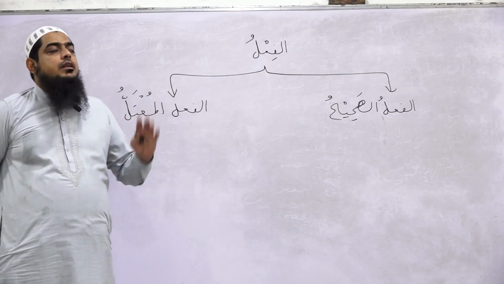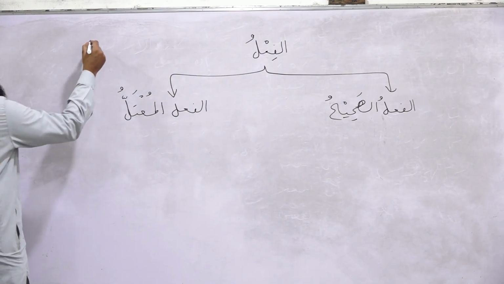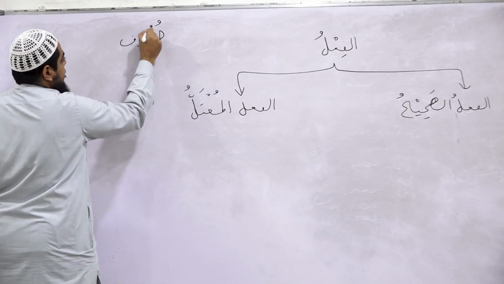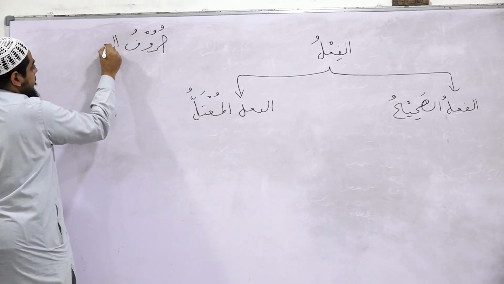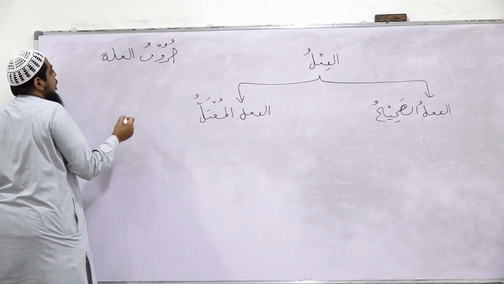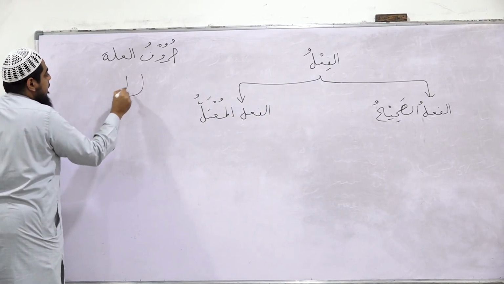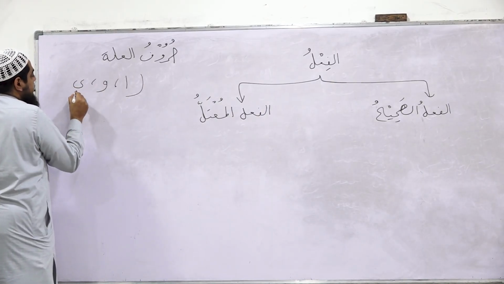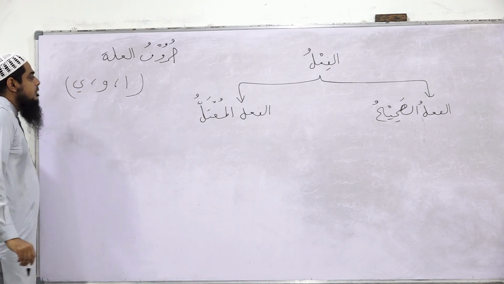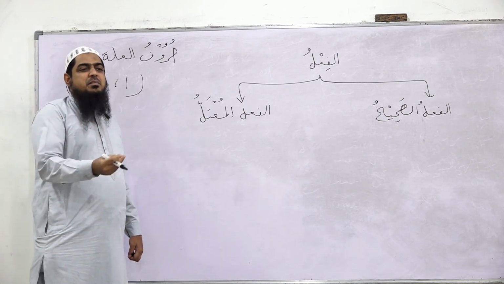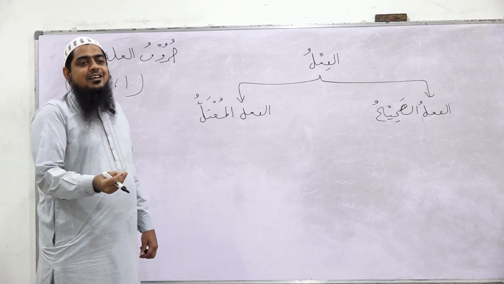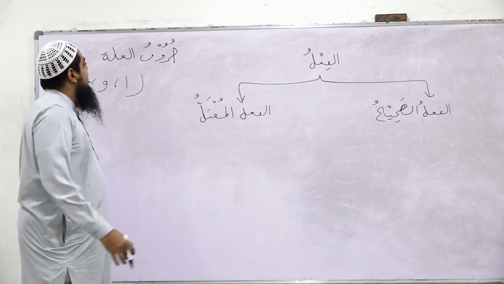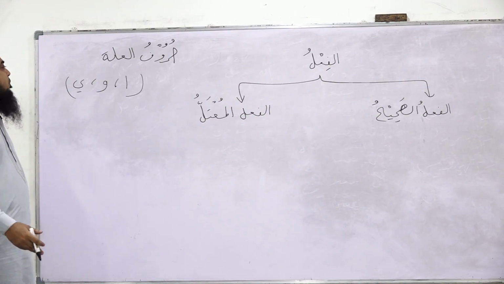al-fi'l al-mu'tal. What are the huruf al-illah? Huruf al-illah are alif, waw, ya. These hurufs look very simple, very kind, very nice, but they are not like that. See what they will do now. They will change the whole scenario. They will play like anything.